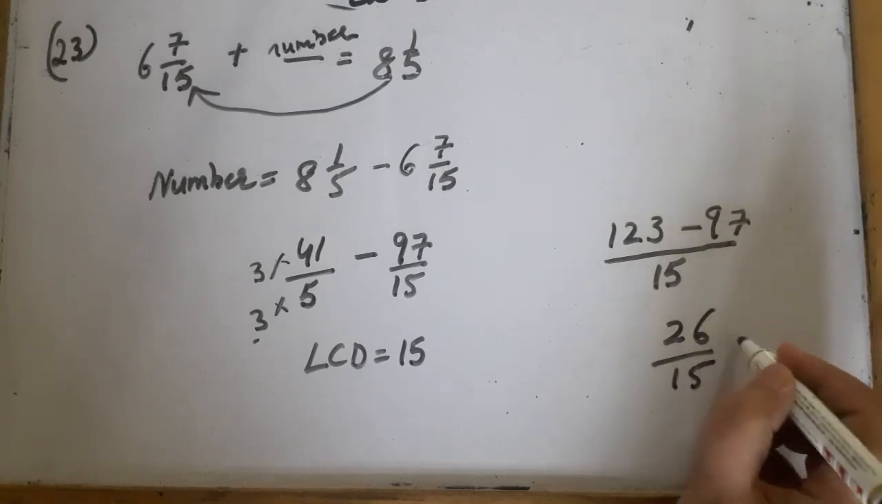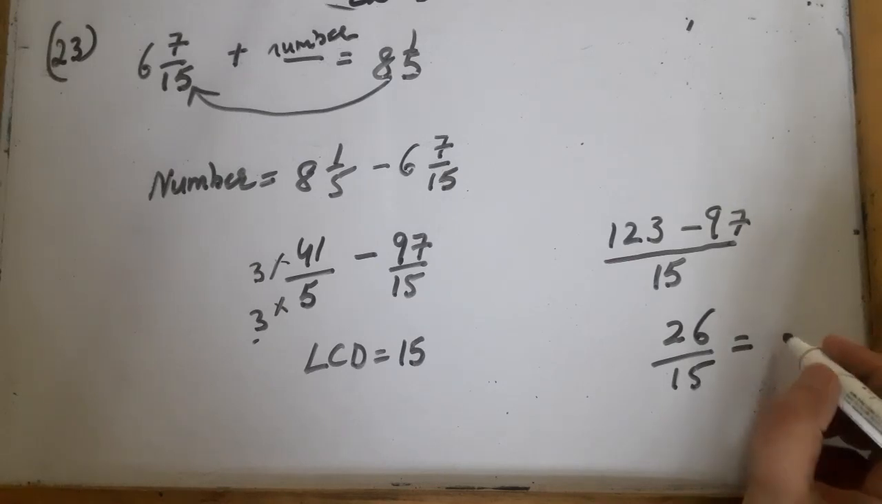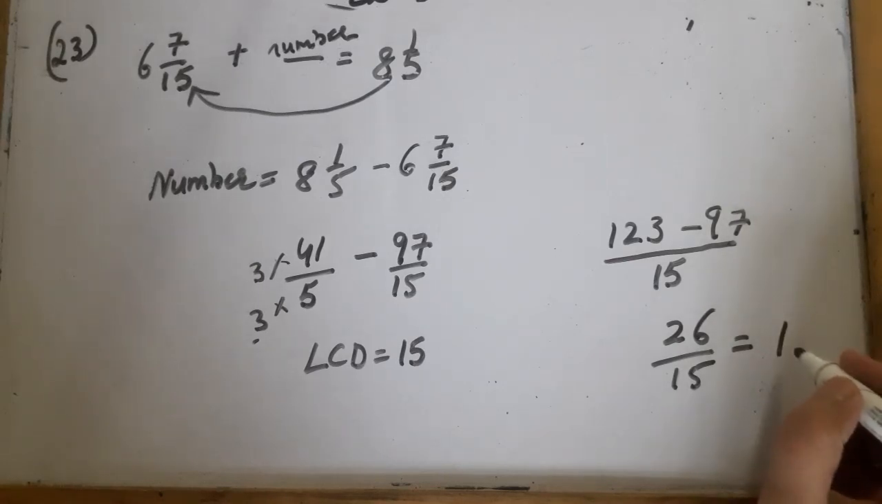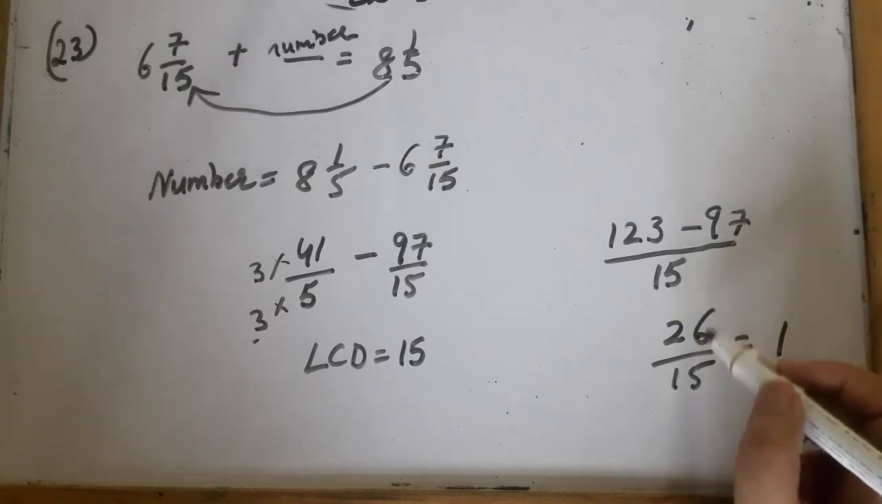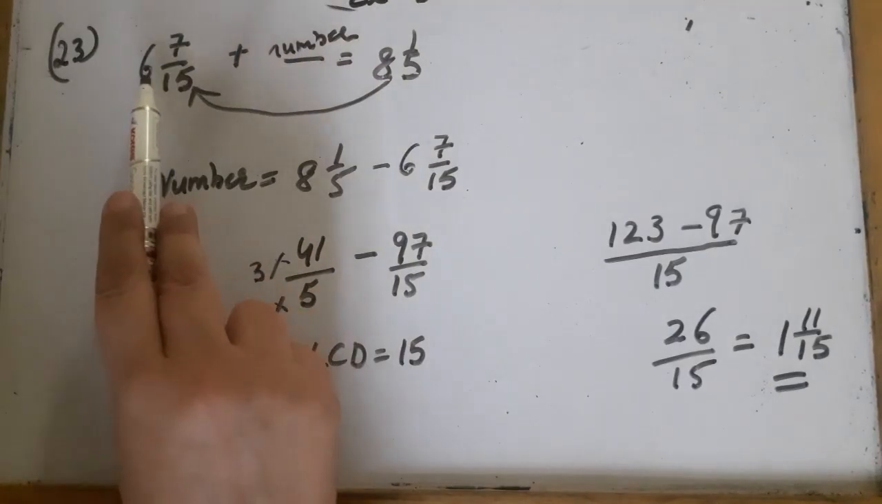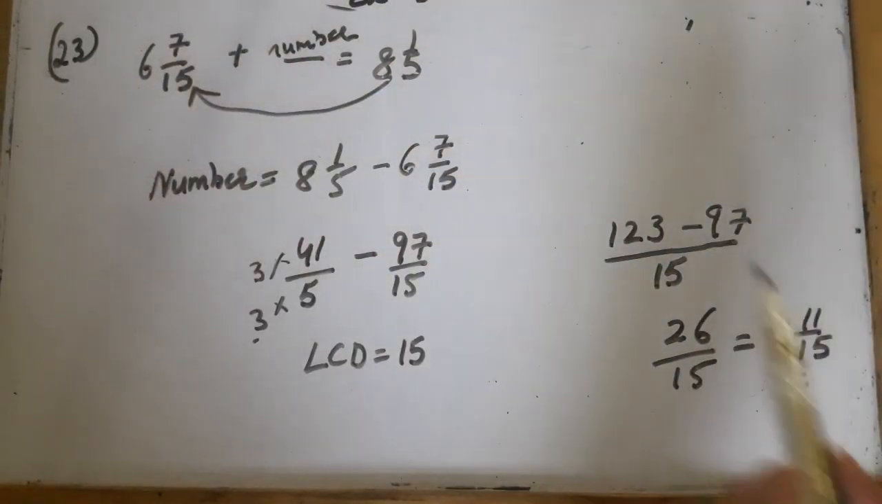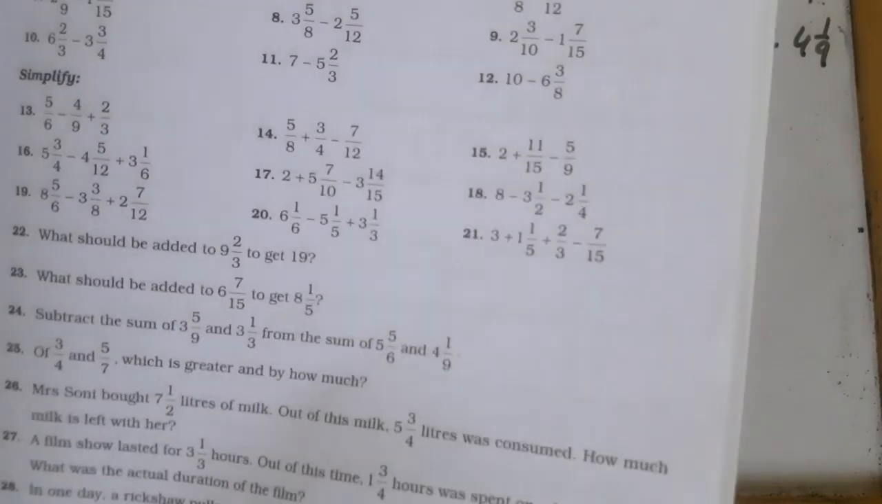Yes, 26 upon 15, and you will convert this into a mixed fraction and you will get 15 ones are 15 and 11/15. Yes, 1 11/15 is your answer. So if you add 6 7/15 with this number, you will get 8 1/5. Now come to question number 24.